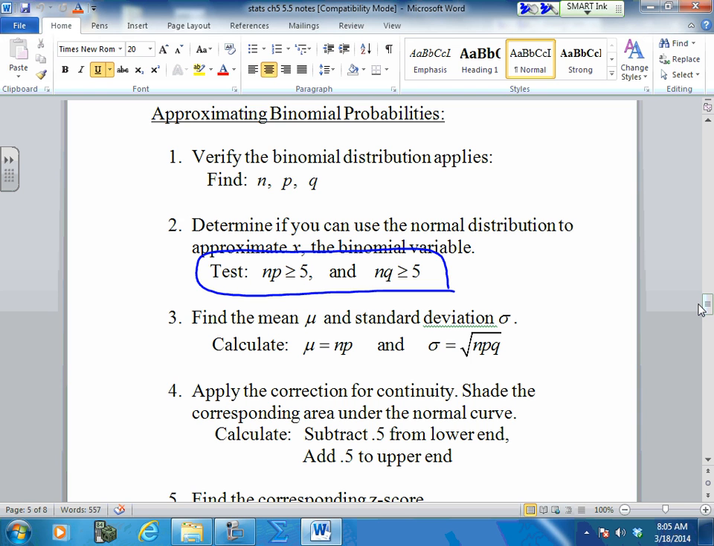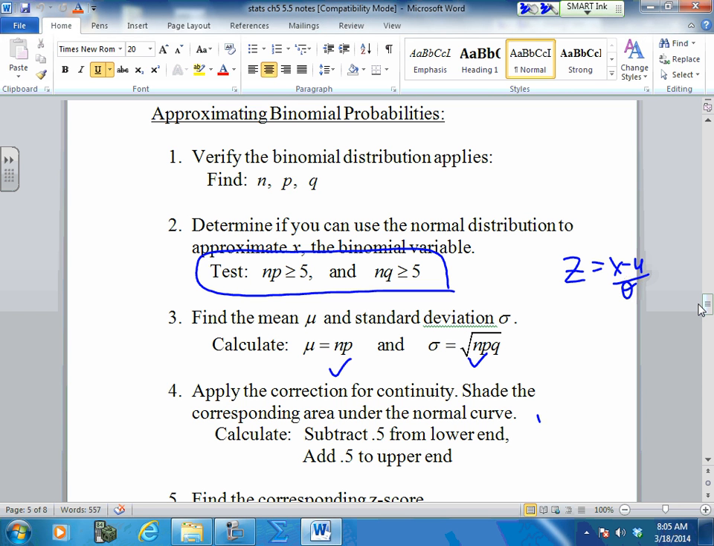If we're good, we calculate your mean, your standard deviation. We need your mean and your standard deviation to use in your z-score formula. Because your z-score formula says x minus the mean over the standard deviation. This is not your sample that we did before. This has nothing to do with that. This is a binomial probability.